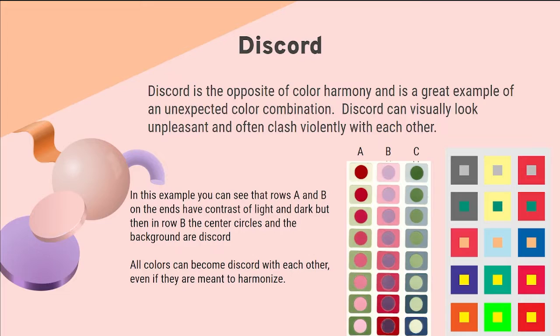Next, I'm going to talk about discord. Discord is the opposite of color harmony and is a great example of an unexpected color combination. Discord can visually look unpleasant and often clash violently with each other. In this example, you can see that rows A and B on the ends have contrast of light and dark, but then in row B, the center circles and the background are discord. Don't they almost look uncomfortable to look at?